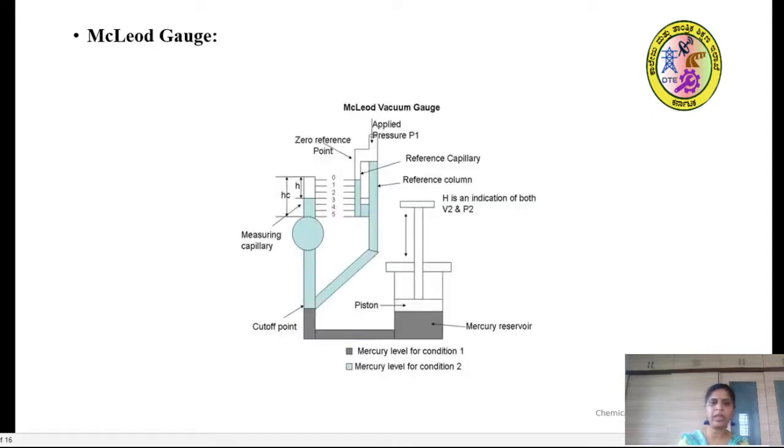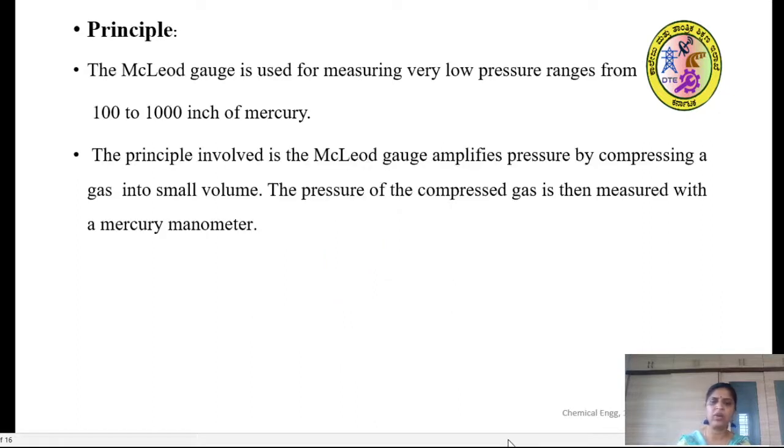As I've told, this is the compressed gas here, in the tube, the measuring capillary tube. This is the compressed gas. So what does the McLeod pressure gauge do? It amplifies the pressure. Understand the terms, then only you'll understand what exactly it is, and it will be easier for you to write when it is asked in the exam. It amplifies the pressure by compressing the gas into a small volume which you have admitted.